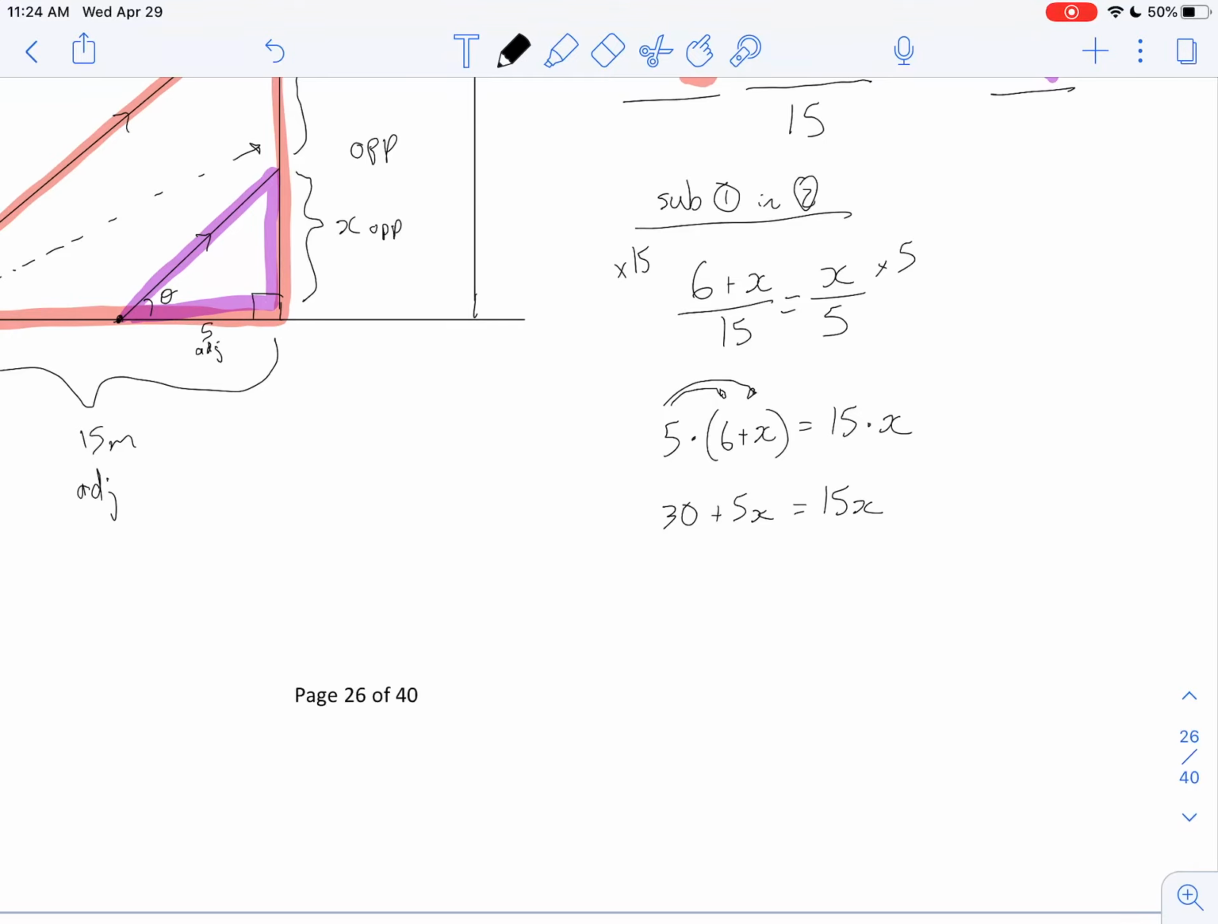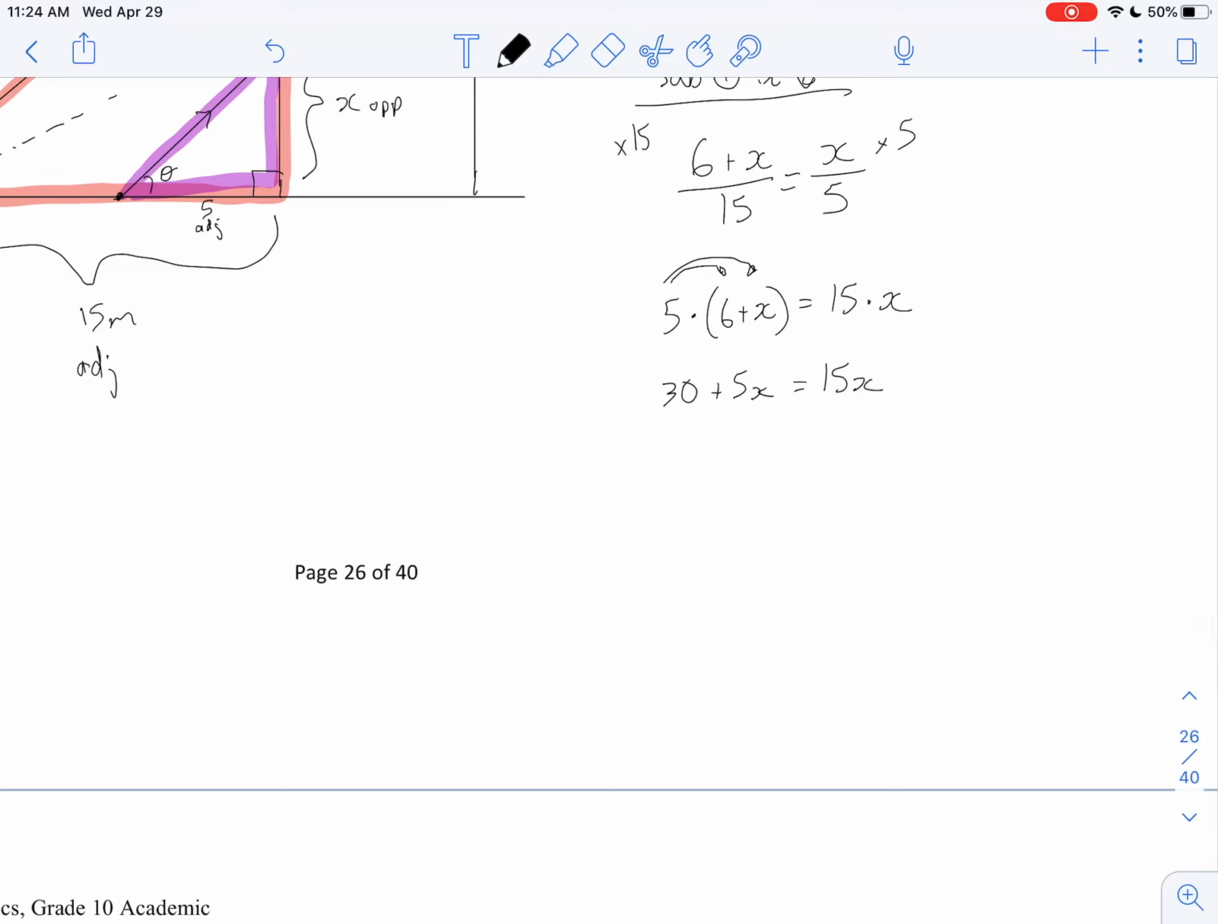Now we just have to isolate for our variables here. Bring the 5x over to that side. We've got 30 is equal to 10x, or x is, divide both sides by 10. We've got x is equal to 3. It's not what the question was asking us. It didn't want that measurement there. It wanted the actual angle of elevation we were looking at. But we can use that to solve for the angle of elevation.